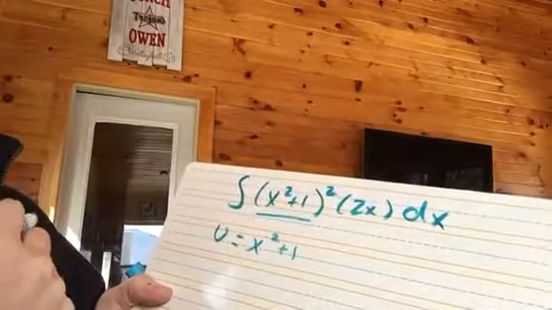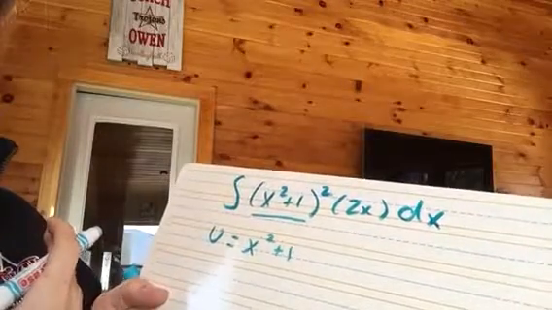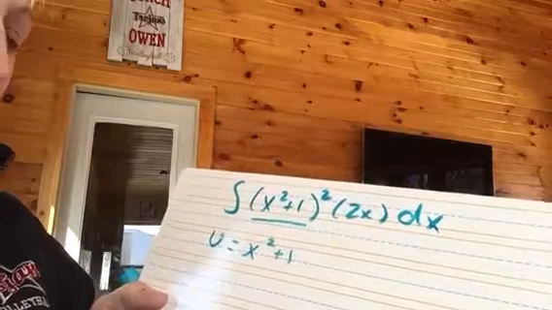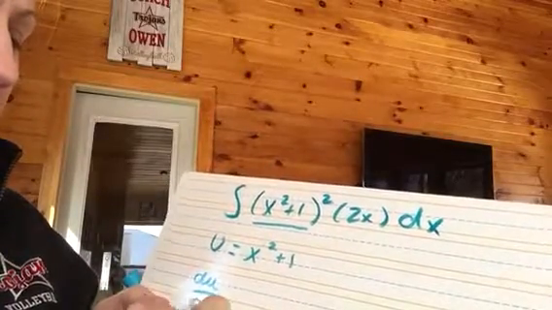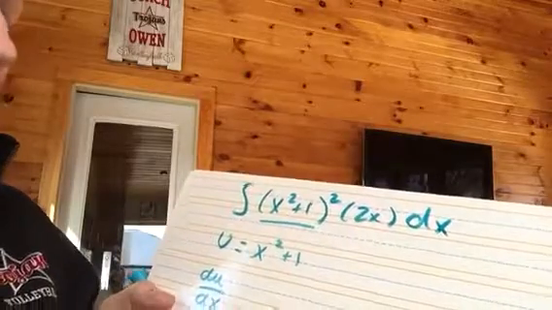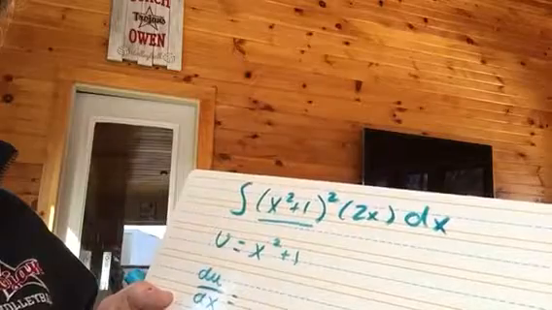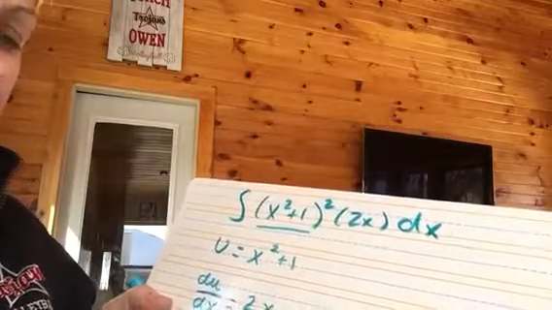The key now is that we have to set up a chain rule type of situation. Every time we see a U, we have to then set up a du. What we're actually doing is taking the derivative of u with respect to x. So if we did that on this side of the equation, we'd take the derivative of u with respect to x, and that would be equal to 2x.